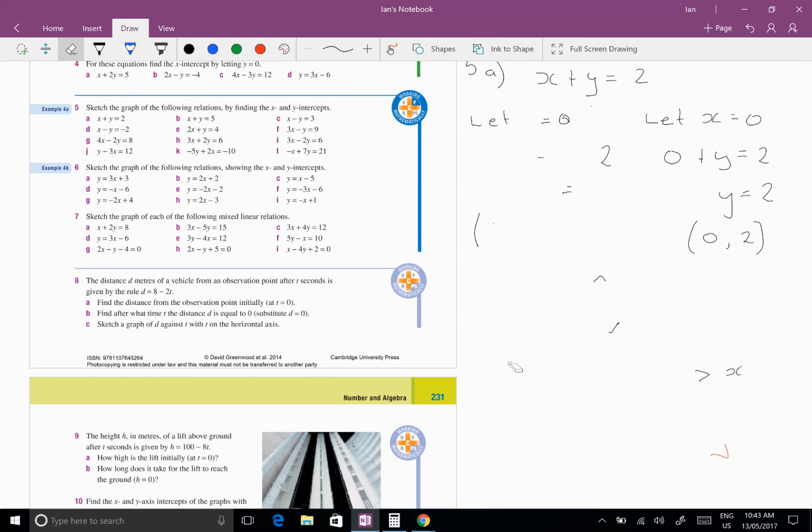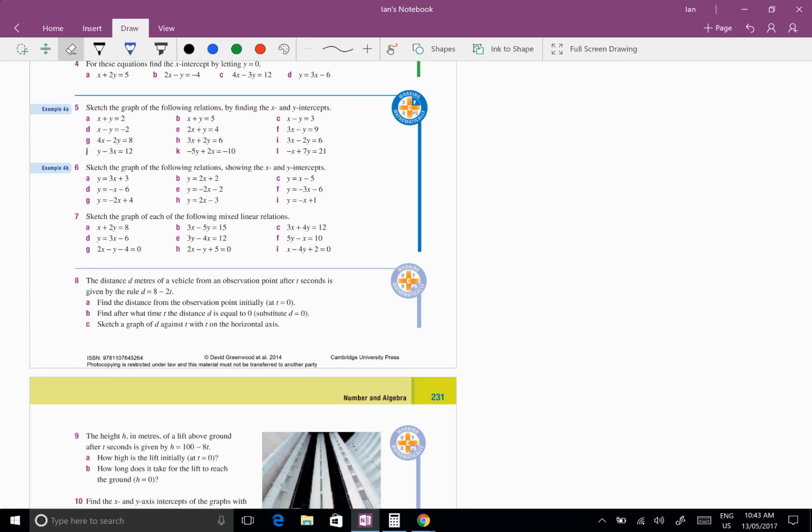I'll have a go at 5g. Now 5g, if we have a quick look at it, it's got a few more things in it, but it's still going to be the same process. So 5g, 4x minus 2y equals 8. Let's do the first one.